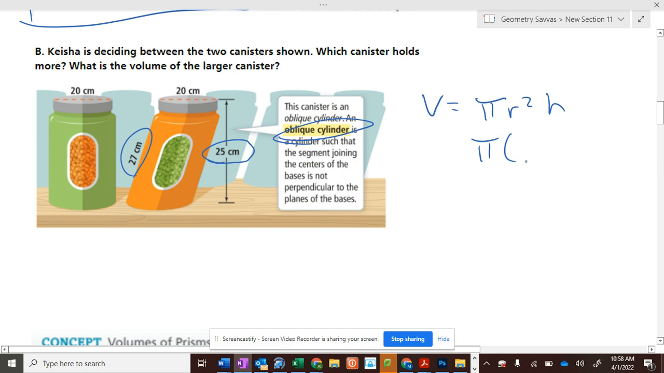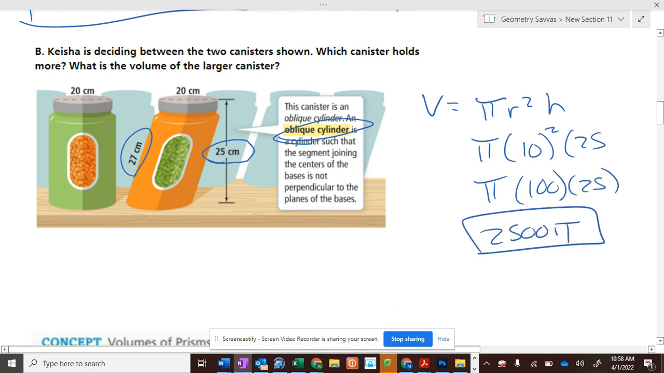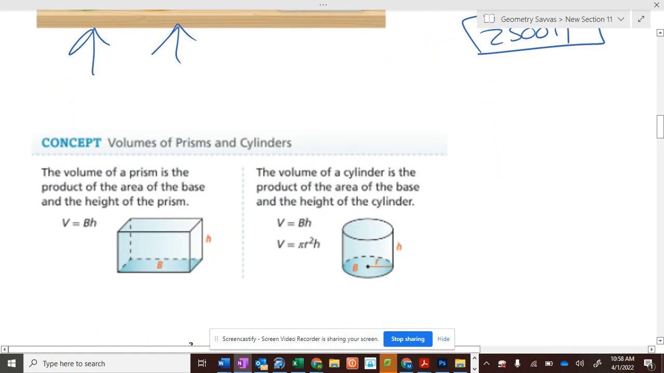What's the area of the base? Well, what's the radius? 10. And the height is 25. So it's pi times 100 times 25. So it's 2500 pi if we put it in terms of pi. And they're both going to be 2500 pi. They're both going to have the same volume.